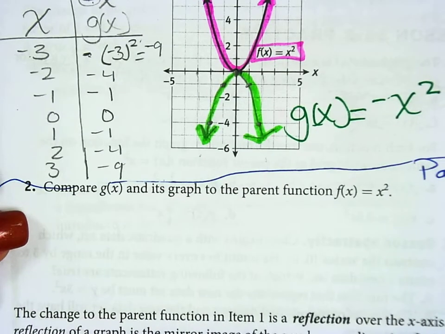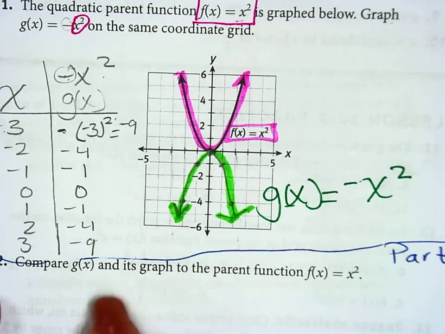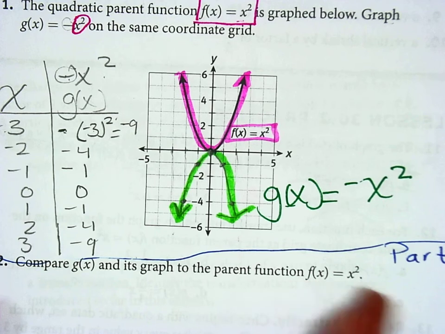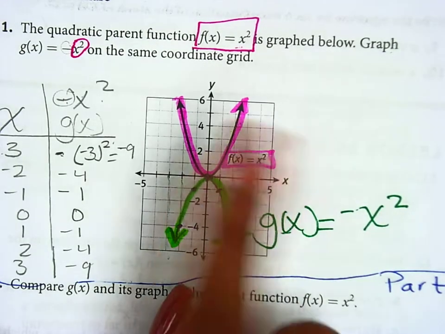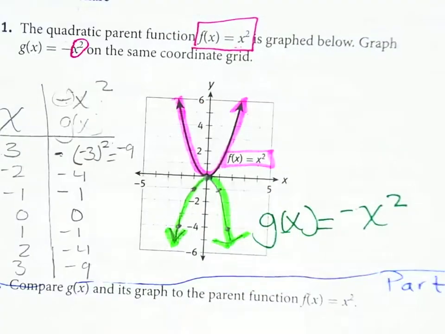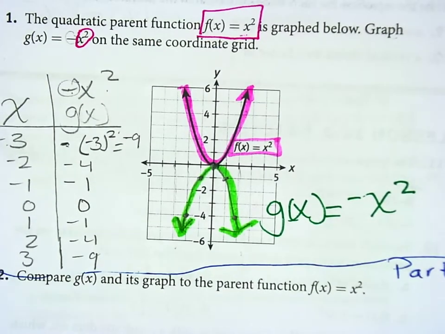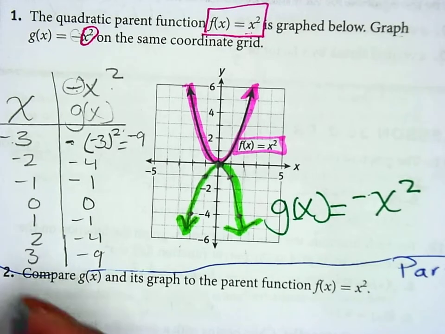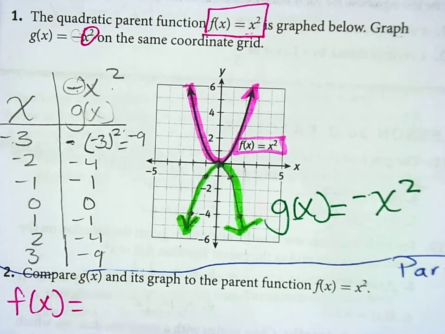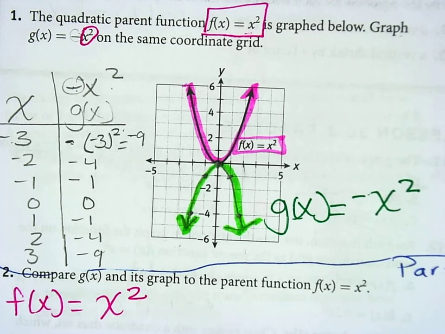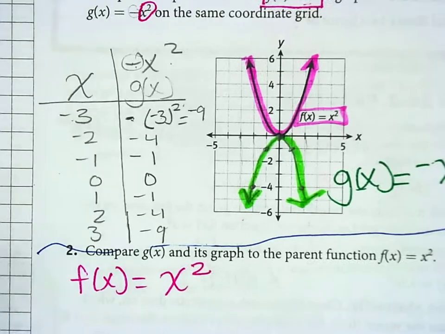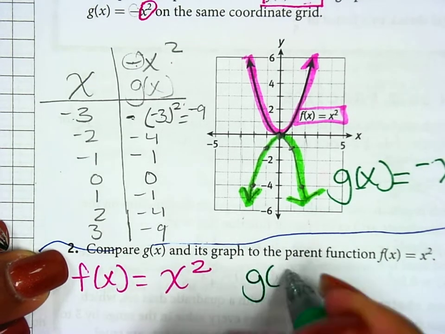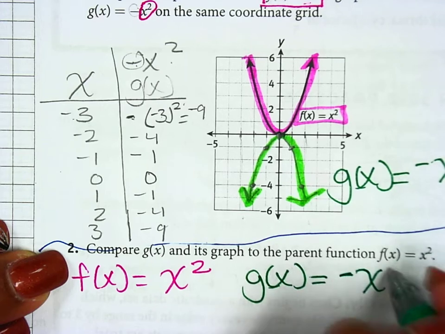Number 2 tells us to compare g of x, which is the green graph, and its graph to the parent function f of x equals x squared. We're comparing these two. If we look at the equation for the parent function, f of x equals x squared, then for g of x, it is equal to negative x squared.